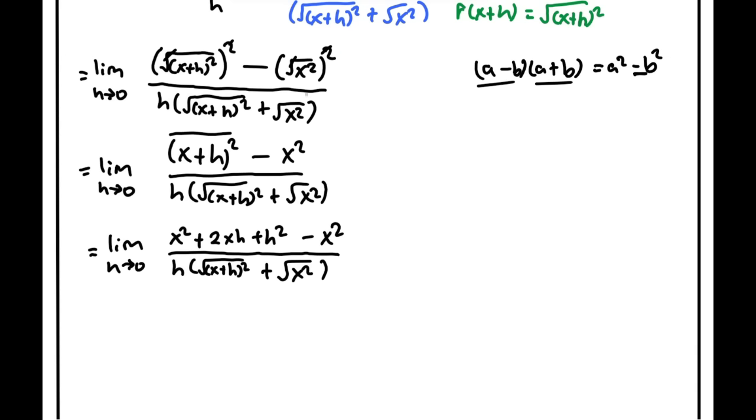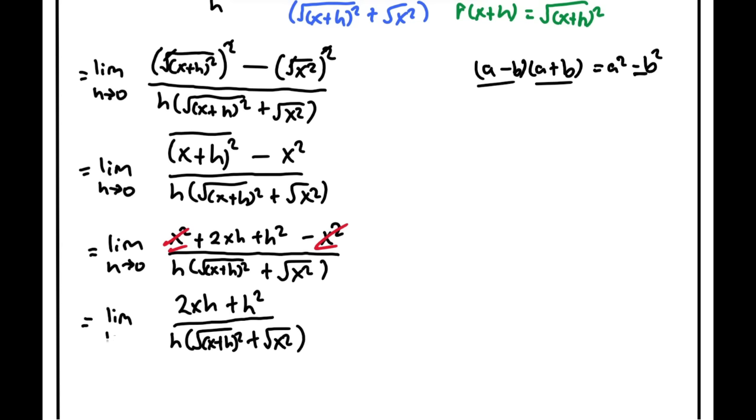Now let's see if there are any terms that we can cancel or any terms that we can put together. We have x squared here. Do we have any other x squared? Yes, we do. Here. And this is negative x squared. So x squared and x squared can cancel, leaving us with 2xh plus h squared over h times square root of (x plus h) squared plus square root of x squared. Limit as h approaches 0.